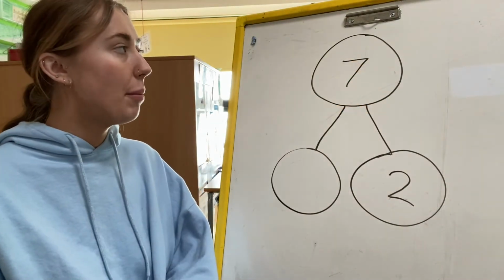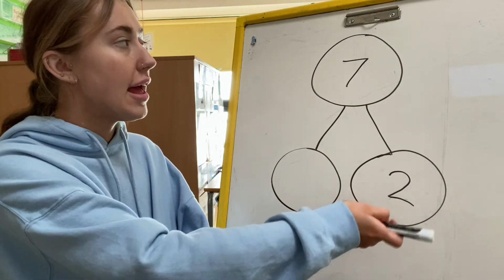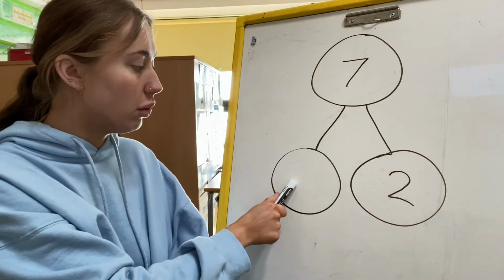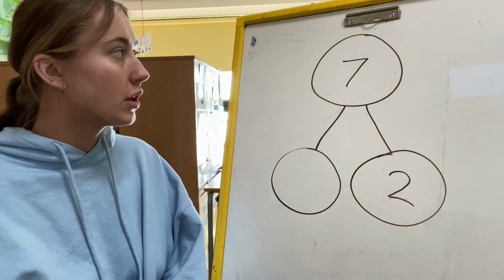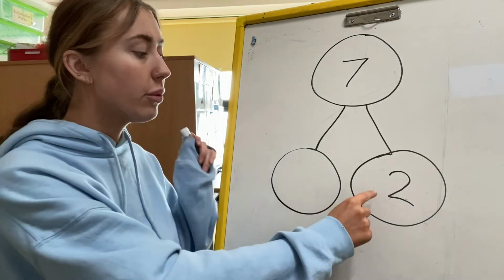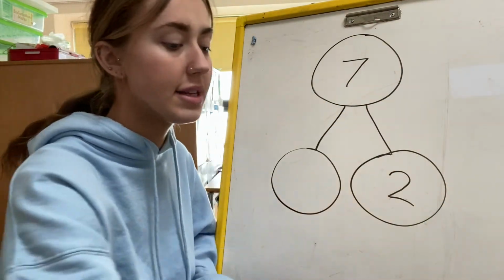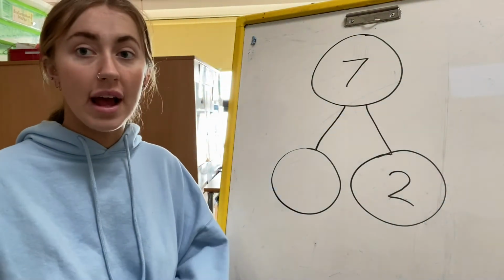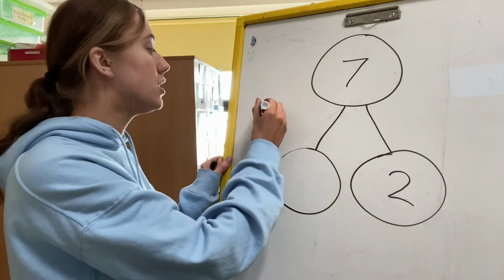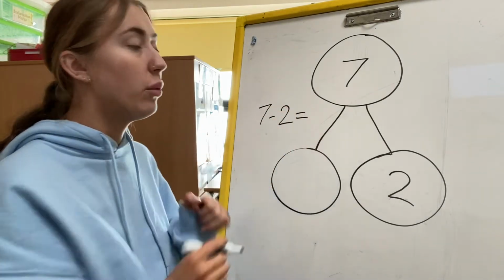So in my part whole model, I have one part, which is 2, and my whole is 7. So I need your help to work out what my other part is. So how do we do it? Can we remember? So we need to take away this part from the whole to work out what this other part is. So if we have 7 and we're subtracting 2, let's write that in an equation. 7 subtract 2. How do we work out what it is?